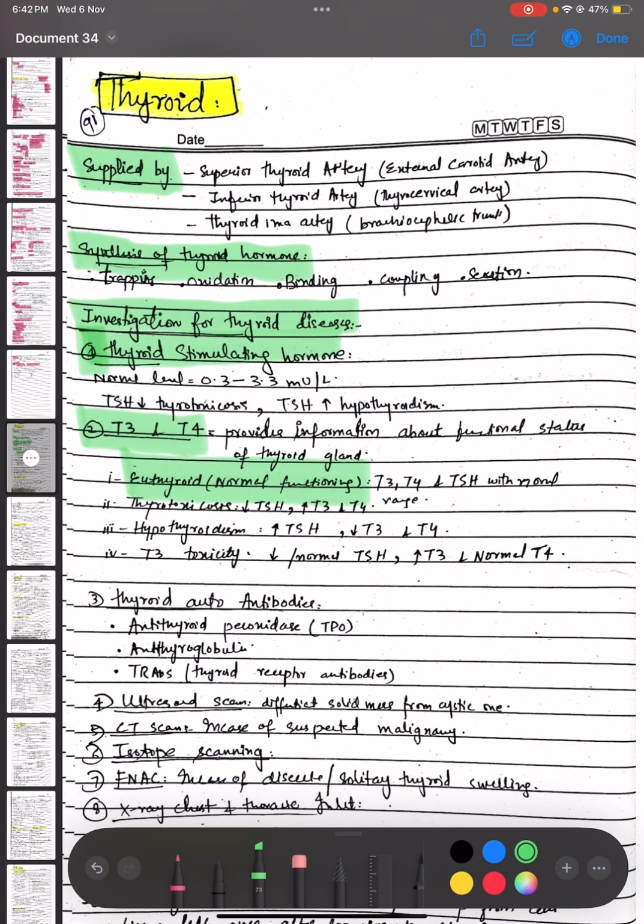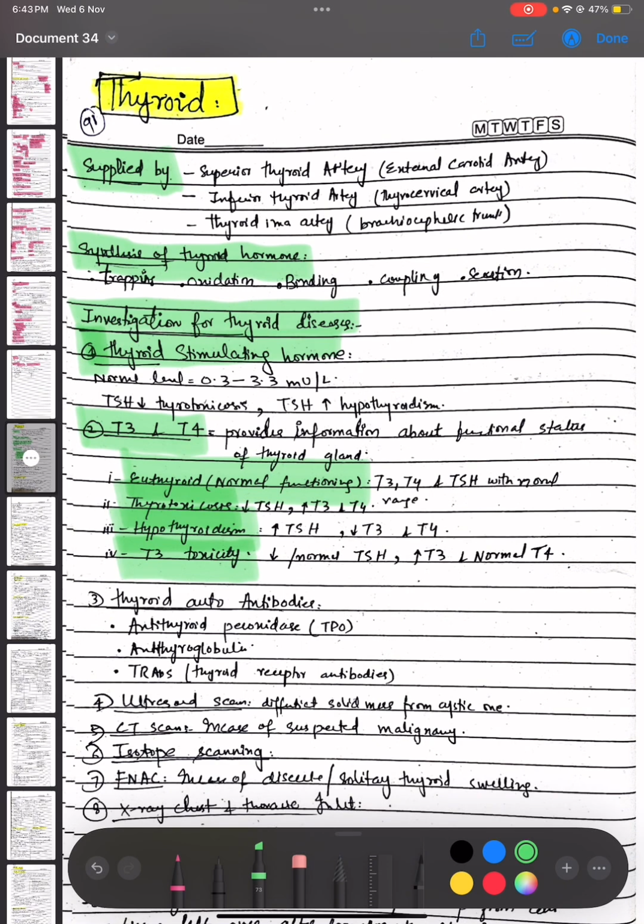In thyrotoxicosis, TSH will be decreased, T3 will increase, and T4 will increase. In hypothyroidism, TSH increases, T3 decreases, and T4 also decreases. In T3 toxicity, there is decreased or normal range of TSH and increased T3 and normal T4.